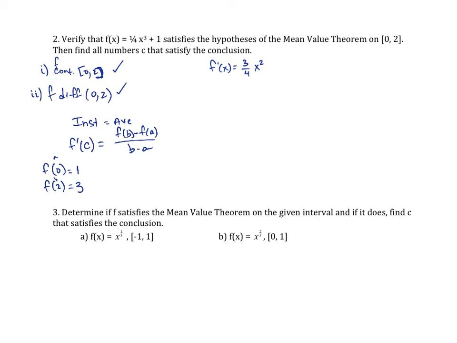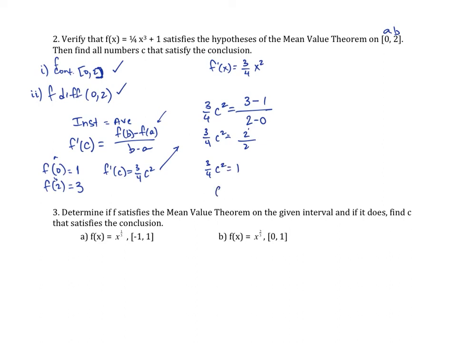But what is my f prime of c? Well, we know what f prime of x is, so f prime of c is just 3/4 c squared. Let's plug all our values in. 3/4 c squared equals f of b, which is 3, minus f of a, which I found to be 1, over 2 minus 0. This is b minus a, so this is your interval a to b up here, in case you've forgotten. So 3/4 c squared equals 2 over 2, so 3/4 c squared equals 1. So c squared is 4 over 3, so c is plus or minus the square root of 4 over 3.